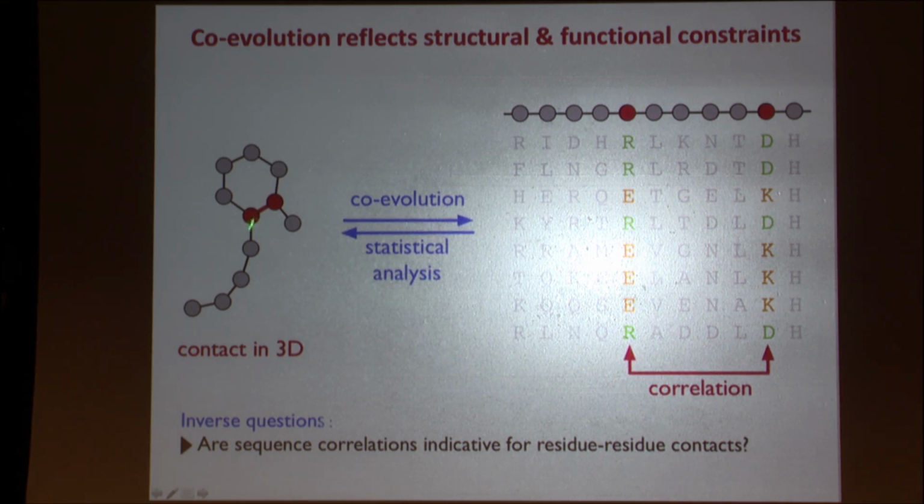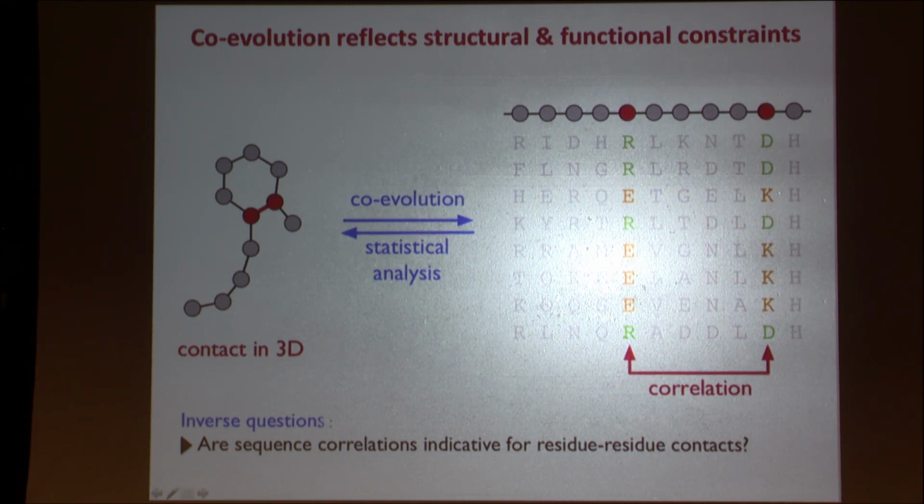For instance, if you have a contact which is maintained by plus and minus charges of the amino acids, if you change a charge here, then you change also the other one. Otherwise, that would disrupt the structure, right? So the idea was put forward in the 90s that large pairwise correlation could actually code for structural constraints.